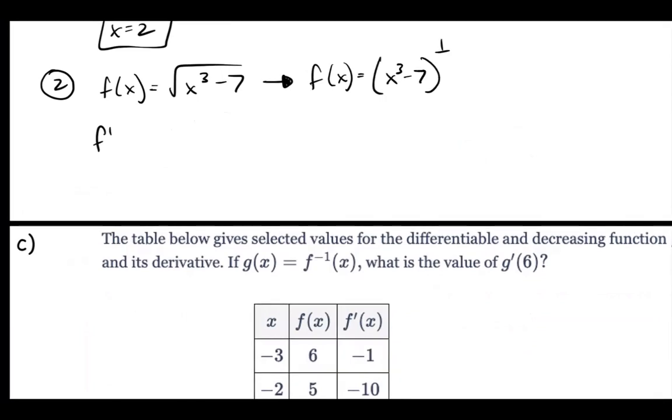Okay, let's find the derivative of f of x. So I got to change that. How do I find the derivative of that guy? Change the power, good. And then what am I going to use? Chain rule, good. So I move 1/2 to the front. x cubed minus 7, take away a power, times what? 3x squared. Okay, that's the derivative.